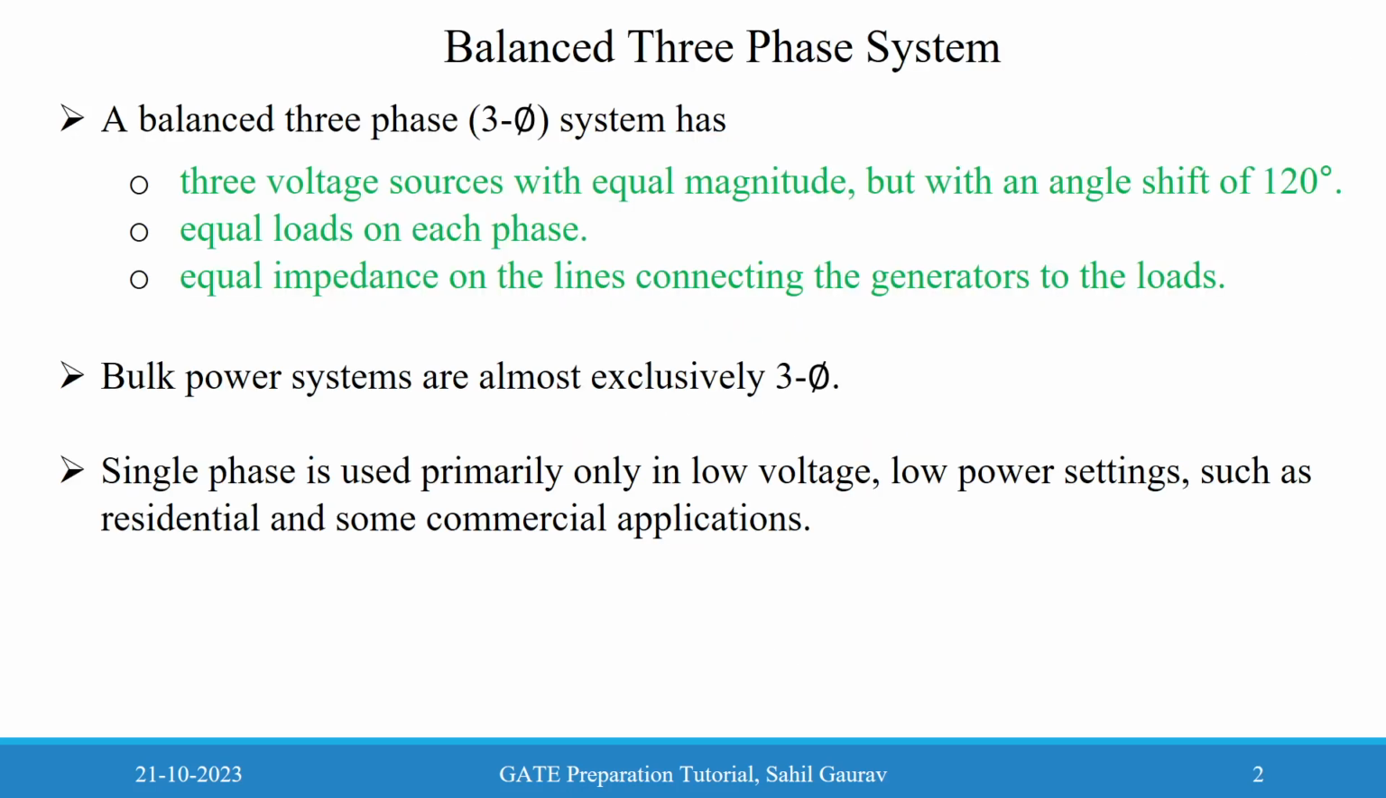So what do you mean by a balanced three-phase system? A balanced three-phase system has three voltage sources with equal magnitudes but with an angle shift of 120 degrees, and has equal loads on each phase and equal impedance on the lines connecting the generators to the loads. If all these are satisfied, then it is called a balanced three-phase system.